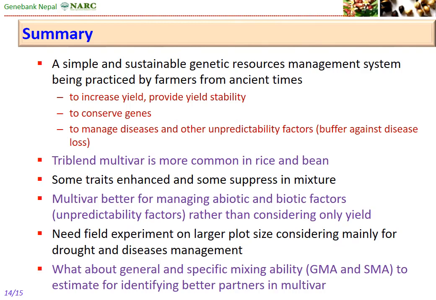It's better not to consider only the yields. We also need to do field experiments on larger plot sizes, considering mainly drought and disease management. Another research area might be to identify the general mixing ability and specific mixing ability of each component, so that we can identify the better components in the mixtures to get higher yield and manage unpredictability.